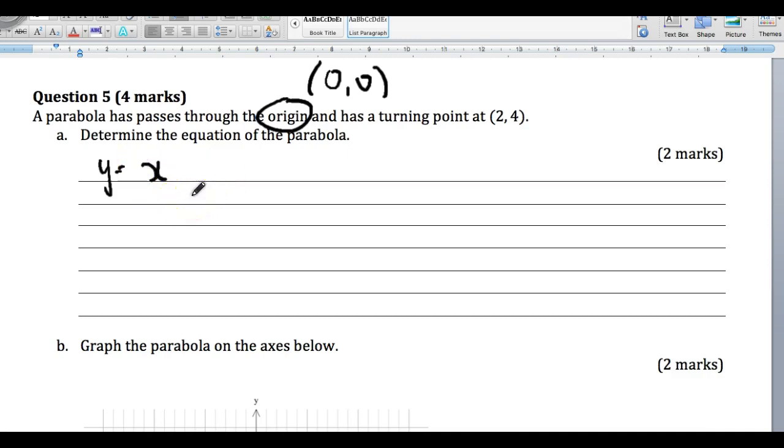So if we're doing, and I much prefer turning point form, and because we've got the turning point here, we can't actually use the factor form. So what have we got? Ax, and then what's our turning point? 2, 4. So x minus 2 squared plus 4. Oh, we don't have a value of a. Let's assume a is just 1.